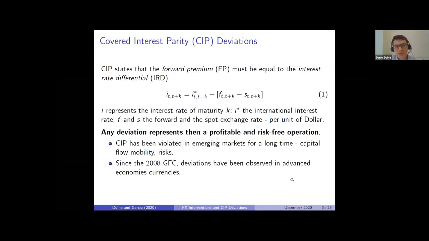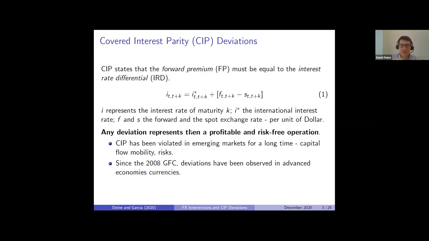So first of all, some thoughts on the CIP deviations, just to put everyone on the same page. What CIP states is that the interest rate differential between the two countries must be equal to the forward premium between the currencies in those two economies. So basically, the forward and the spot currency must be equal to the differential of the interest rates for the same maturity. This is basically what CIP states.